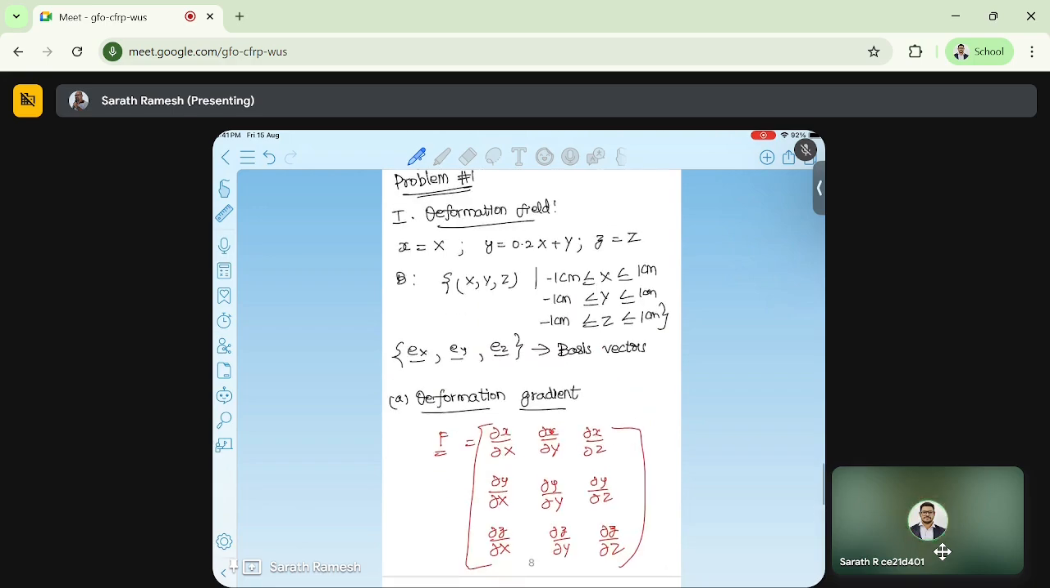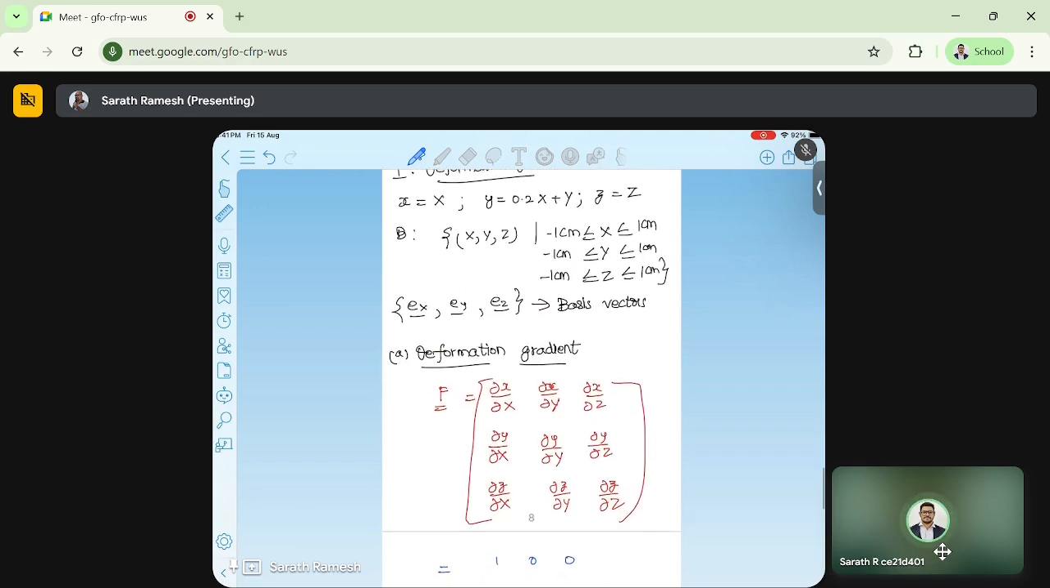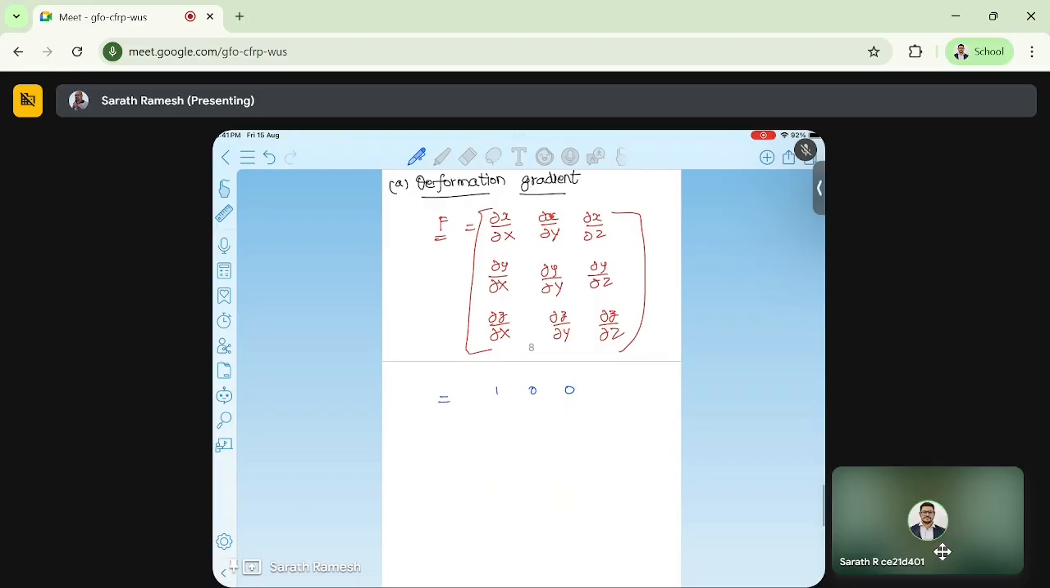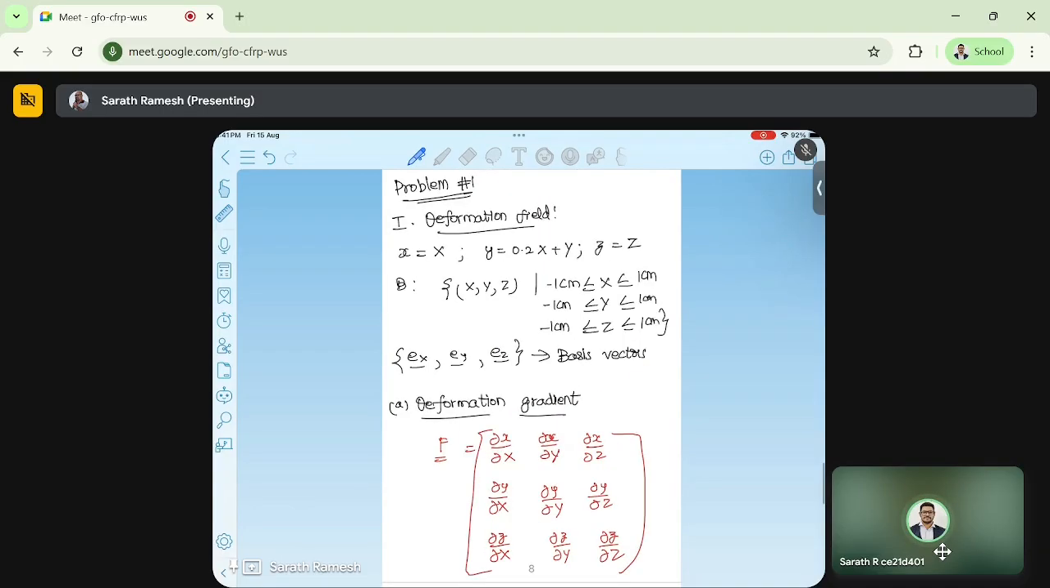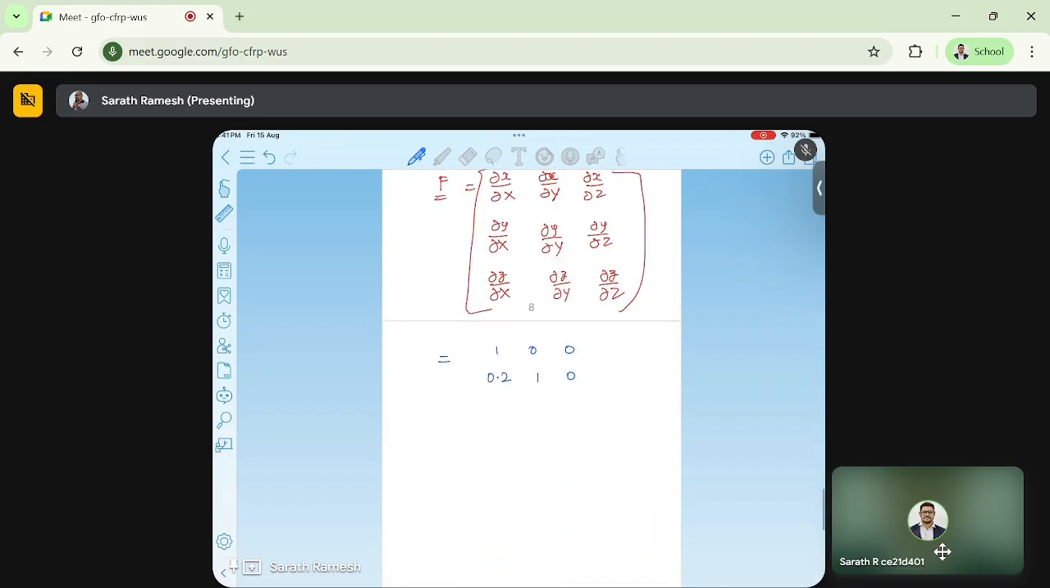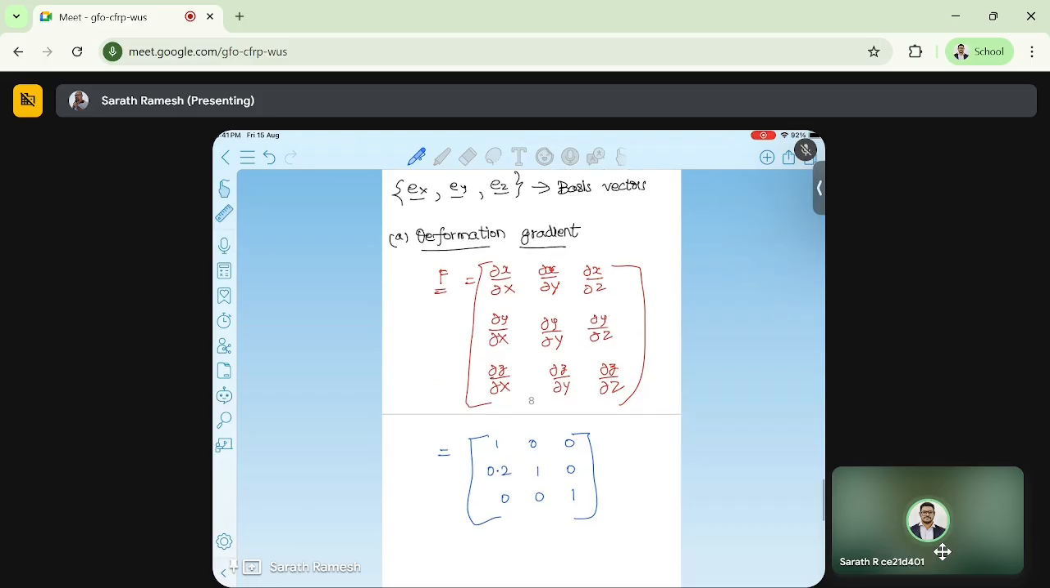And how about y? y equals 0.2 plus y, so here it's 0.2, here it's 1, here it's 0. And z equals z, so it will become 0, 0, 1. Okay, so this is the deformation gradient F. This is part A, that's it.